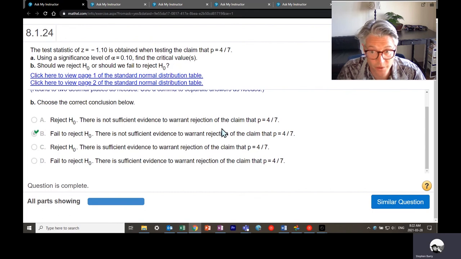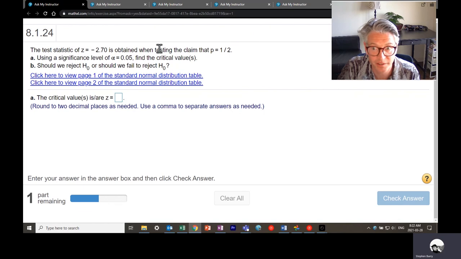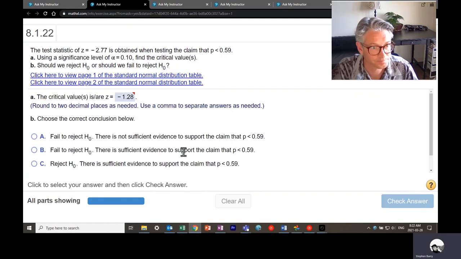Good. So again, as you're doing these questions, if you know this is question 8.1.24 or whatever from the homework, but if you want to practice more of these, just go to similar question. And then you get a similar question. So here, again, I just want to take a couple of minutes, even though this is a similar question. I would say the main difference here is going to be that this is a one-tail test. Because it says test the claim that P is less than 0.59.